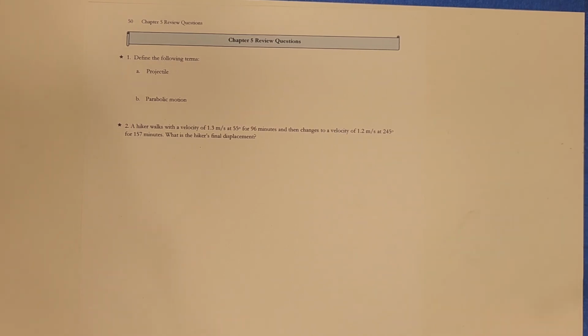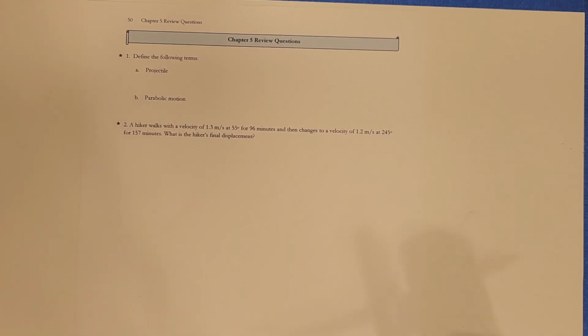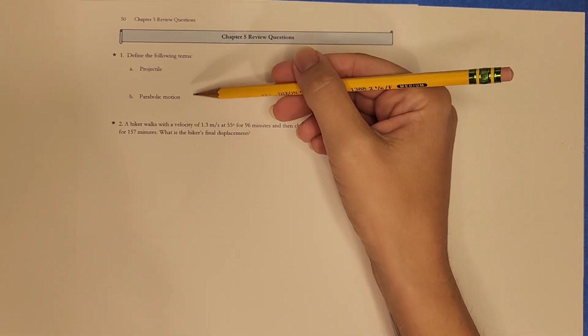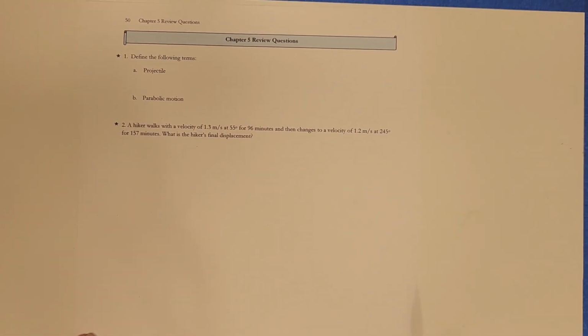Hi, today we're covering the Chapter 5 review questions from Berean Builders Discovering Design with Physics. So let's just get right into it. We're not going to go over the definition questions as usual because you can get those quite easily from the book. And so let's start with question 2.